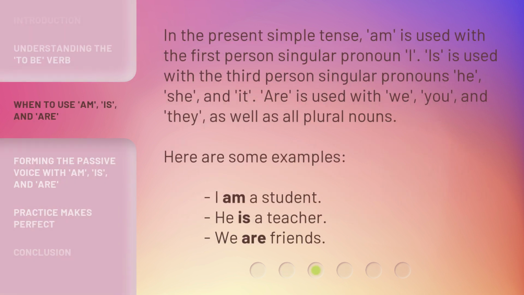In the present simple tense, am is used with the first-person singular pronoun, I. Is is used with the third-person singular pronouns, he, she, and it. Are is used with we, you, and they, as well as all plural nouns. Here are some examples. I am a student. He is a teacher. We are friends.